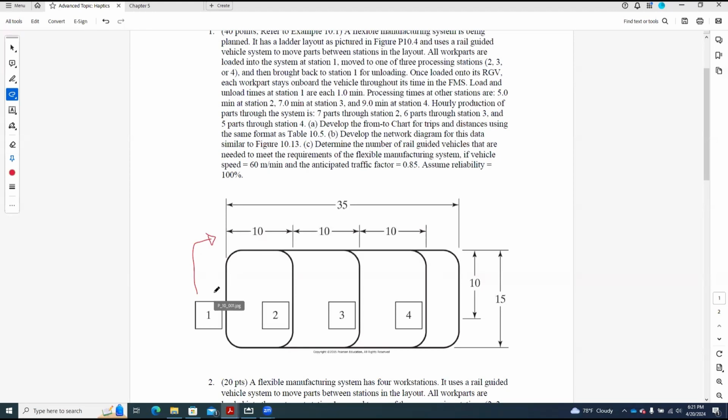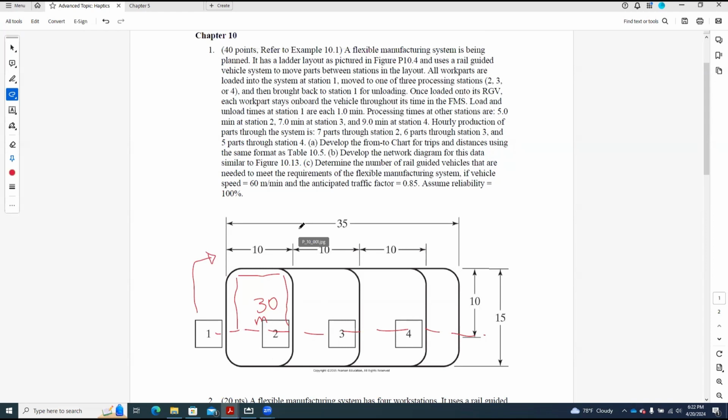Let's do this. This vertical distance is 10, the horizontal is 10. From here to here is 10, from here to here is another 10, and from here to here is another 10. So from 1 to 2, it covers 30 meters. Let's take the unit as meters; it doesn't matter. And from 2 to 1, let's say this is the direction of unloading.